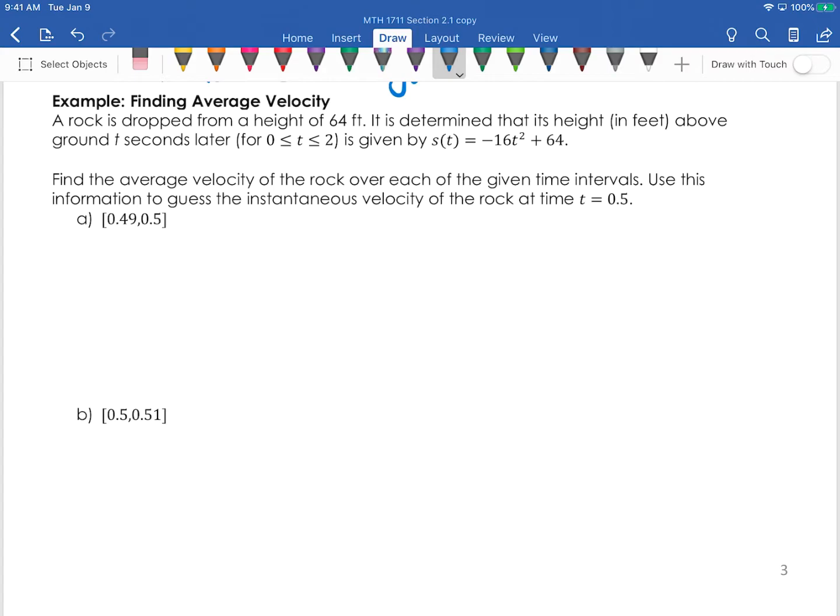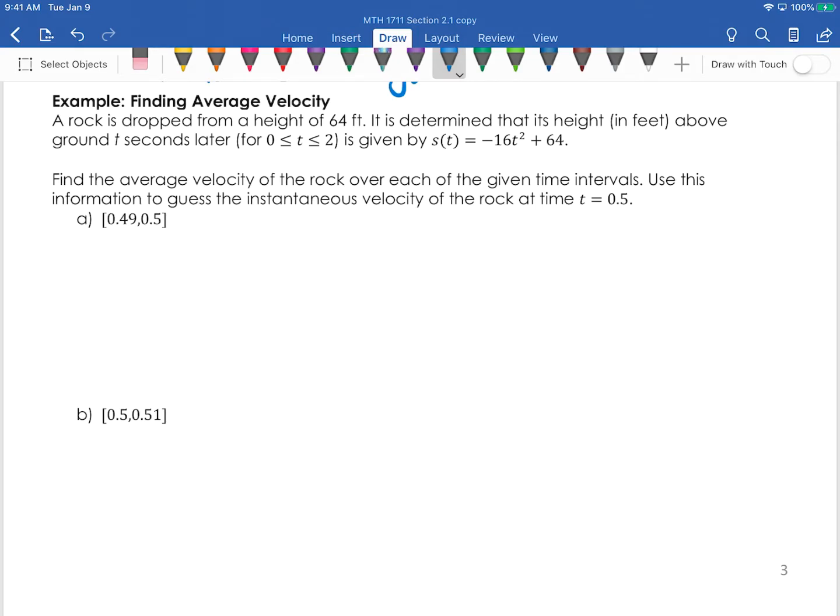Now let's walk through an example. We have a rock that is dropped from a height of 64 feet, and it's determined that its height in feet above ground t seconds later is given by the position function negative 16t squared plus 64. So what that means is if I plug in the seconds between 0 and 2, it will give me the position above the ground in feet.